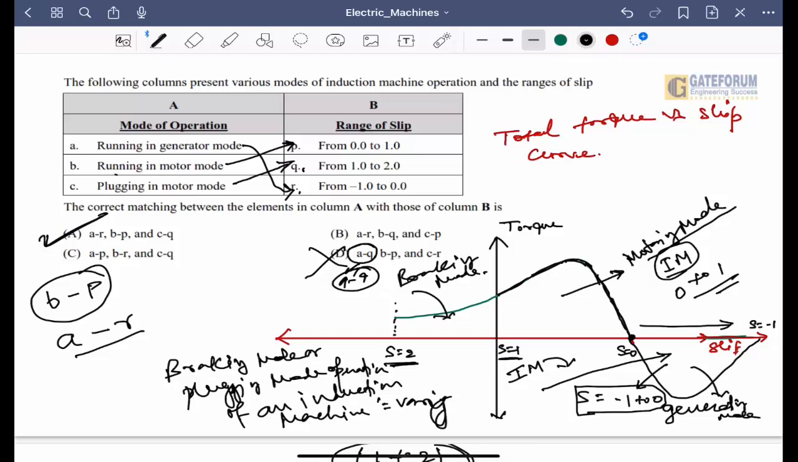And also, if slip reaches s equal to 0 in motoring mode and goes beyond, it will become negative. Negative means your rotor rotation direction gets changed. So slip will be negative. And if it is negative, for the same power supply, you can understand that now your machine will generate power. So that will be called generating mode.